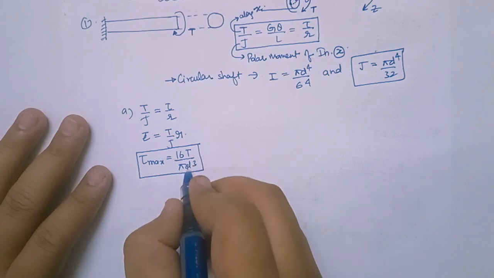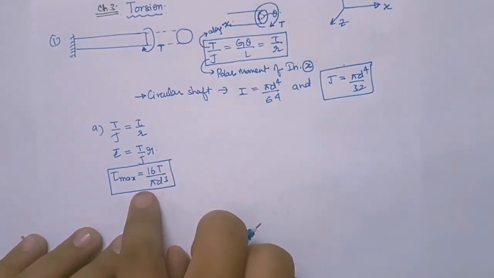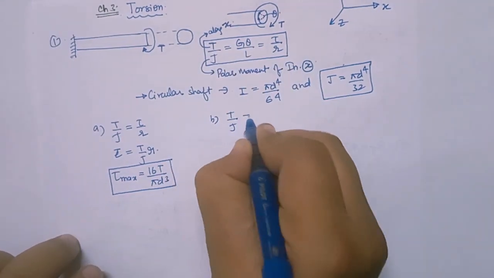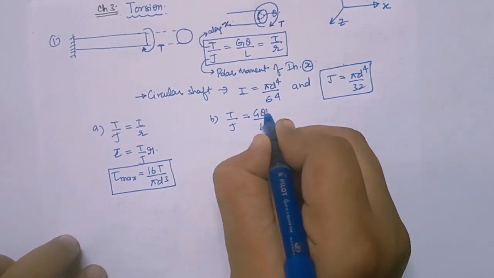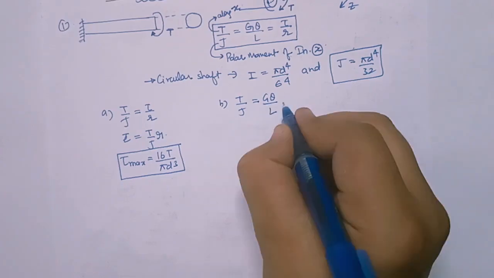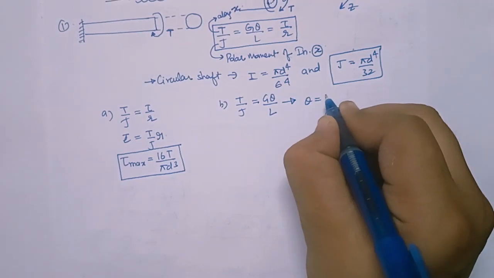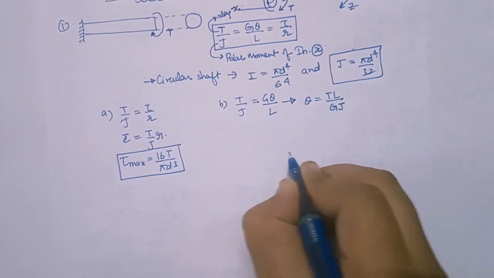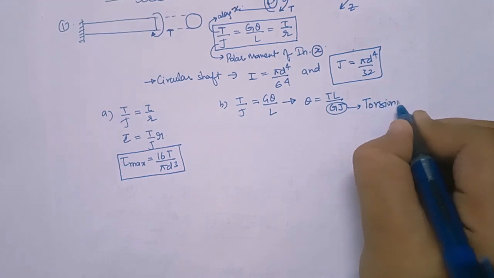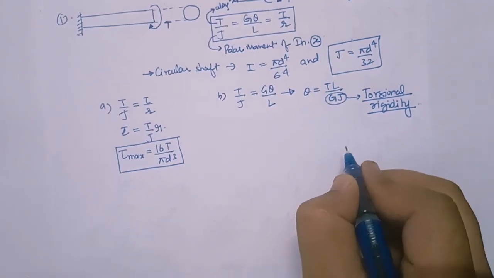Right? And from here one more thing comes. Now this is tau max by equating these two things. Now you can equate these two things. So T by J is equal to G theta by L. From here you can calculate the angle of twist. Theta is equal to TL upon GJ, right? And this GJ is called torsional rigidity.